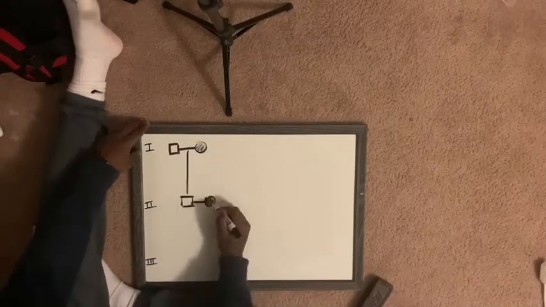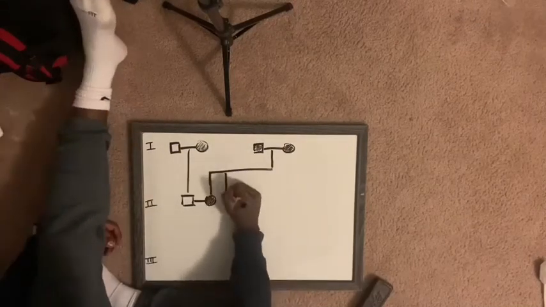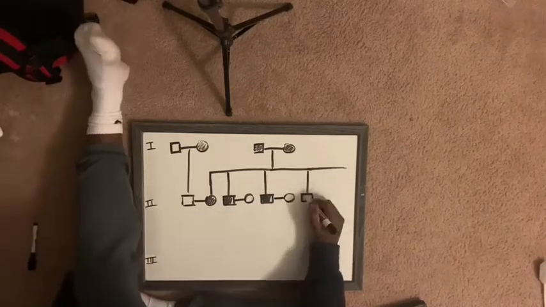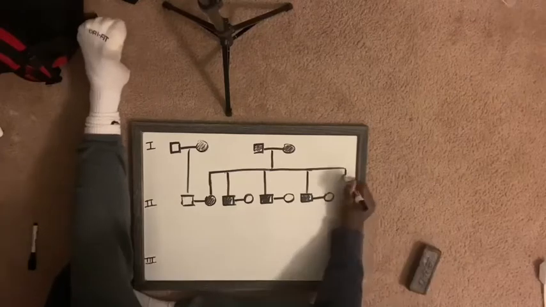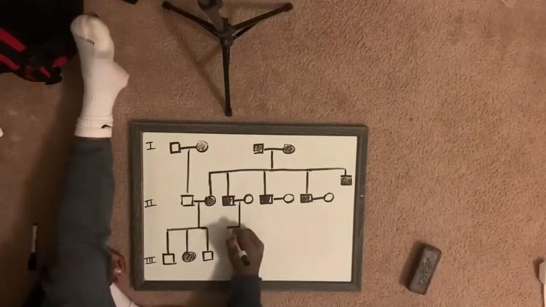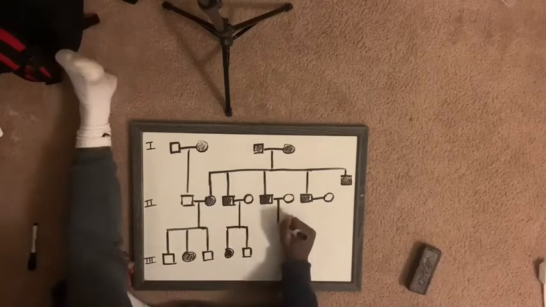For my pedigree, I use characters from Harry Potter. The family on the left is the Potter family. Harry is person number 1 in generation 2, and the family on the right is the Weasley family. Ron is a person in generation 2, number 3.